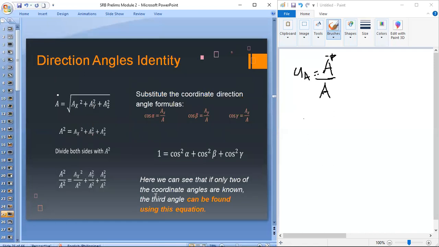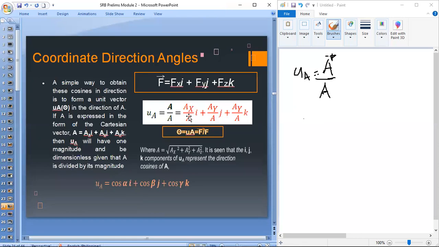Okay? So, direction angle identity. Same lang din, para makuha yung alpha, beta, tsaka gamma nyo. Cosine alpha is equal to AX over A. Kaya katulad na sinabi ko dito, ito lang yon. Then, sa Y mo, beta, and your Z. Z to, sorry, kasi mali din.